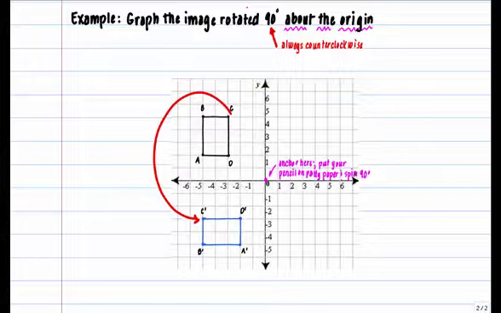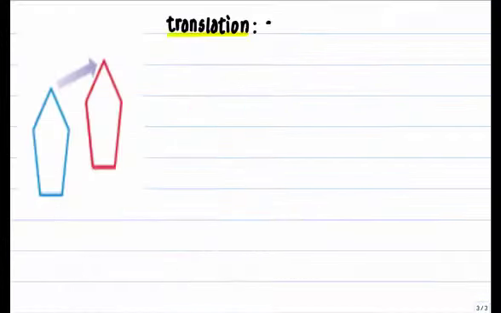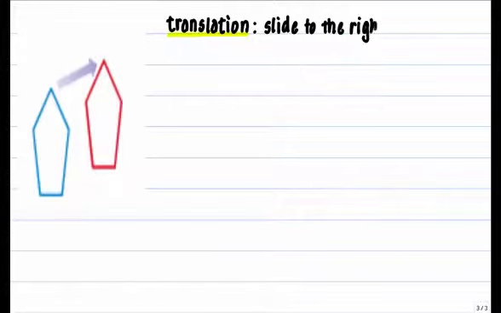Now let's talk about translations. Translations are another way of saying a slide. We will move our shape or slide our shape either right, left, up, or down, but we won't turn it. It'll keep its orientation and maintain its size. So a translation is also an isometry.